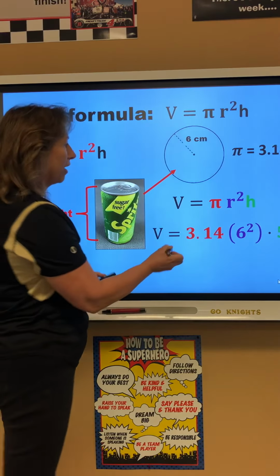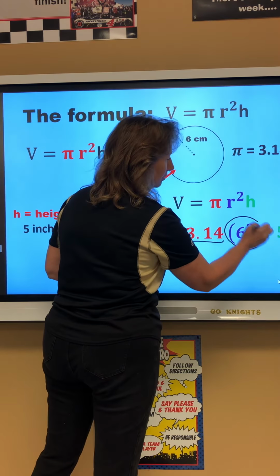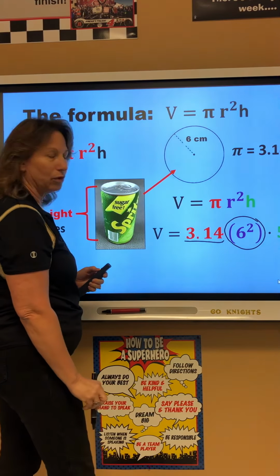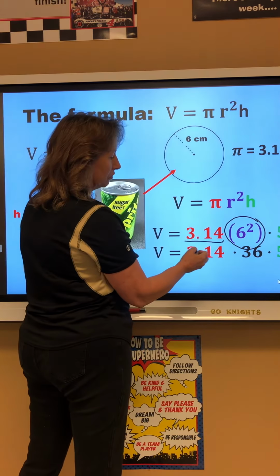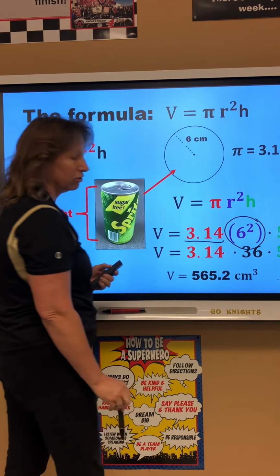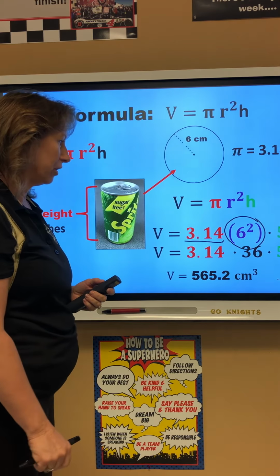Okay, so here's pi. Here's your radius squared, and here's h. And when you multiply 6 times 6, you get 36. And 36 times 3.14 times 5 should equal 565.2.